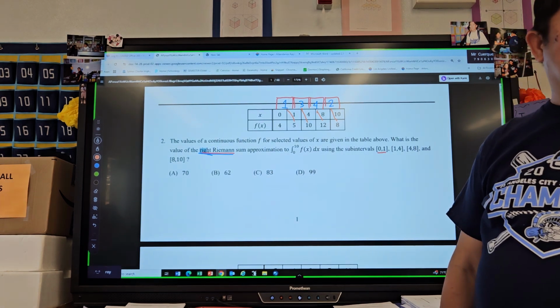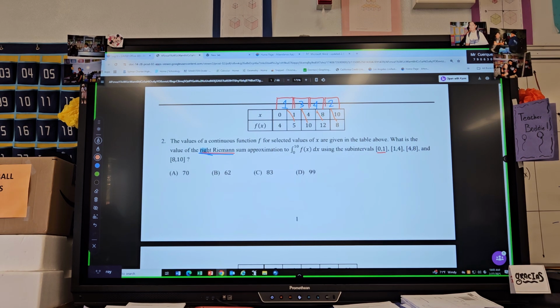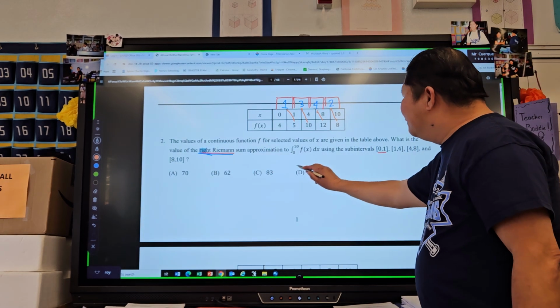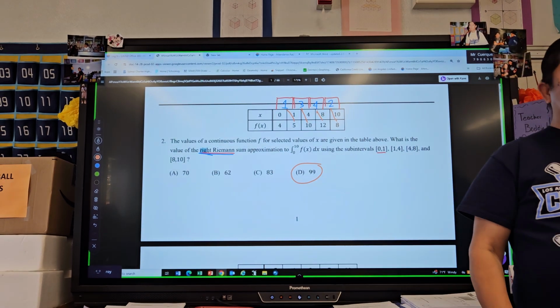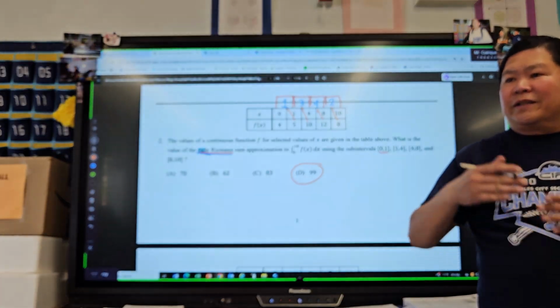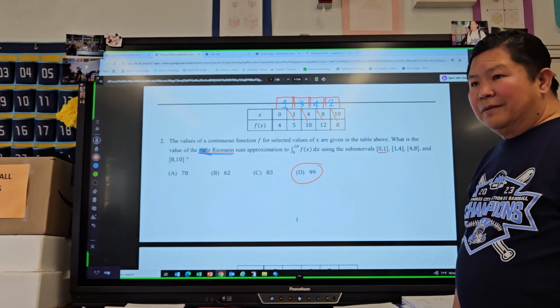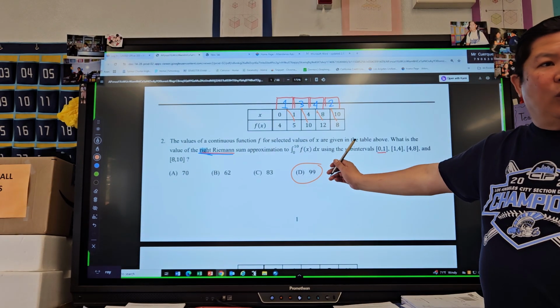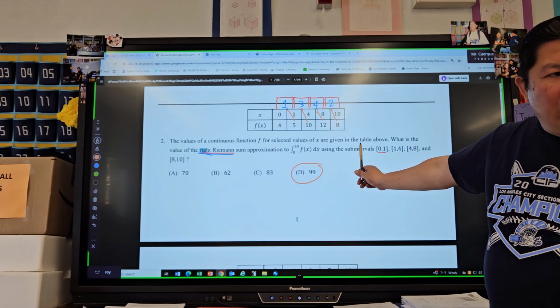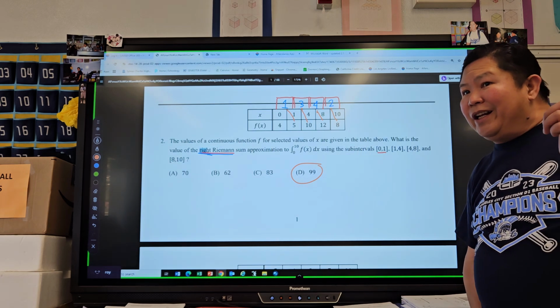99. So what's your final answer? D, 99. What letter? D, right? Yes, 99. Very good. So as much as possible, do mental math. That's a test-taking strategy, guys. This is for MC or FRQ? MC.